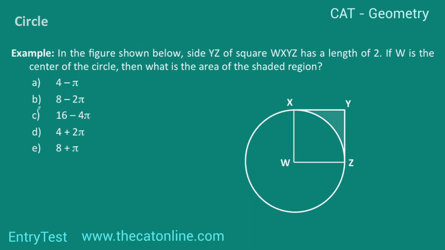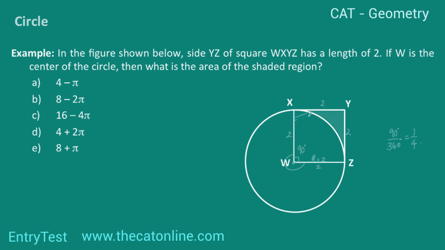Let's look at another question. In the figure given below, side YZ of a square WXYZ has length 2. So if this length is 2, that means this is also 2, this is also 2, and this is also 2. If W is the center of the circle, I'll get the radius of the circle as 2. And it's a square, so that means this angle that you have is a 90-degree angle. I know that the total angle is 360 degrees, so 90 over 360 means this is 1/4 of a circle, or a quadrant of a circle.